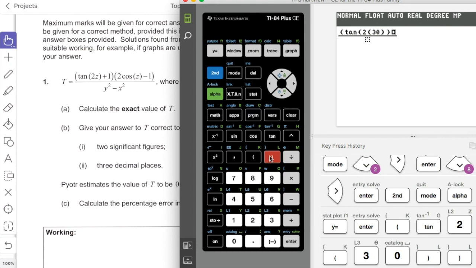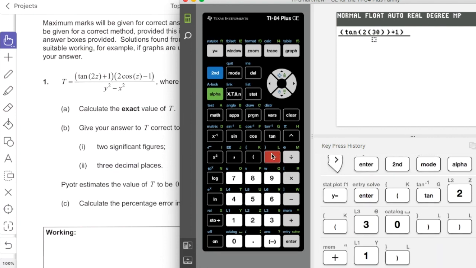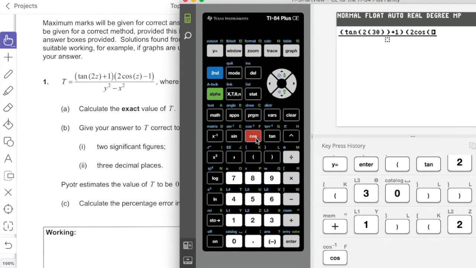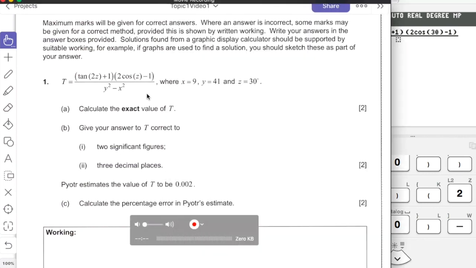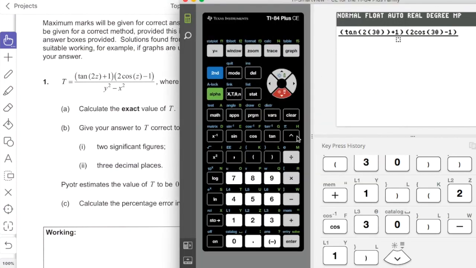Then I'm going to add 1, close bracket, start a new bracket. I could have written 60 plus the tangent of 60 plus 1, and then I'm going to have the cosine of 2 times the cosine of 30 minus 1. Minus 1. Close up all my brackets, make sure everything matches up, and then I'm going to maintain the brackets here. 41 squared minus 9 squared.